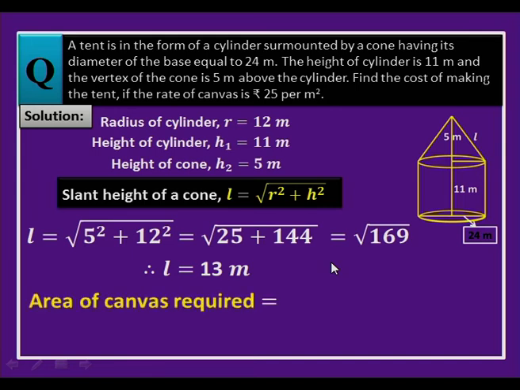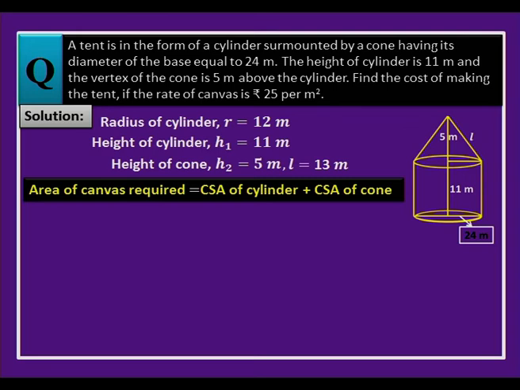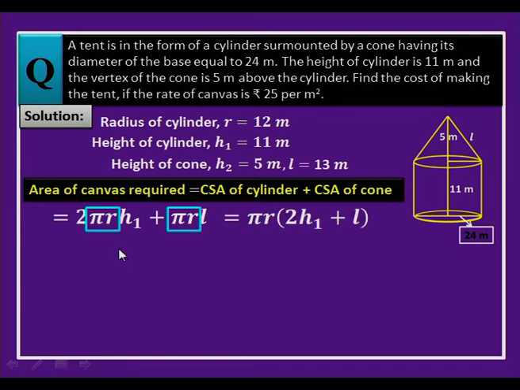Then, we are going to find the area of canvas required, that is given by the curved surface area of cylinder plus the curved surface area of cone. Now, let us substitute the formula. So, CSA of cylinder formula is 2 pi r h, but here the height of the cylinder we assume as h1. So, 2 pi r h1 plus, what is CSA of cone, children? Pi r l. So, we are substituting pi r l. Now, is there anything common in these two? Yes, we have common pi r. Now, take out pi r as common, you are left with 2 h1 plus l.